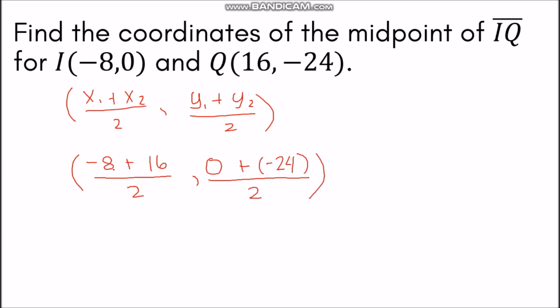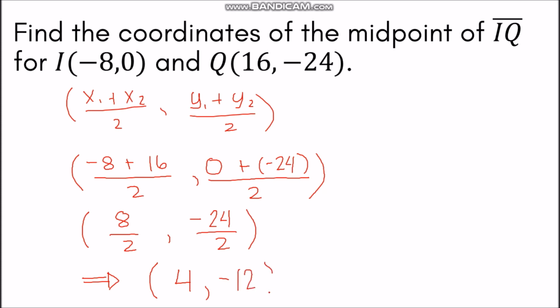Then all you have to do now is simplify. Negative 8 plus 16 is positive 8, divided by 2. Then 0 plus negative 24 is negative 24, then divide by 2. Now finally, you just have to simplify this. Therefore, the coordinates of the midpoint of segment IQ is 4, negative 12. So this is now the coordinates of the midpoint of segment IQ.